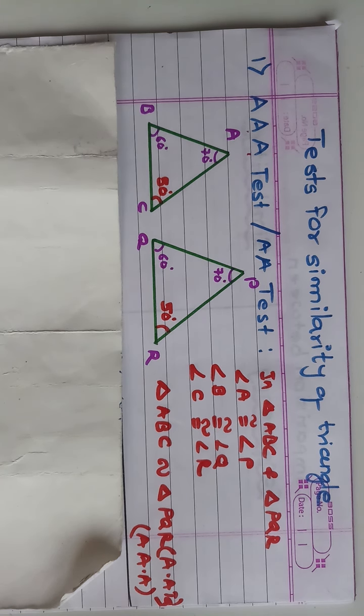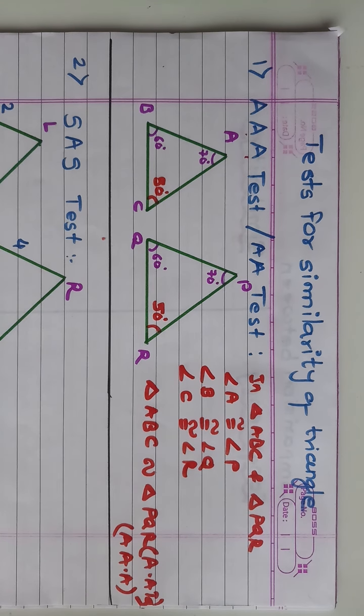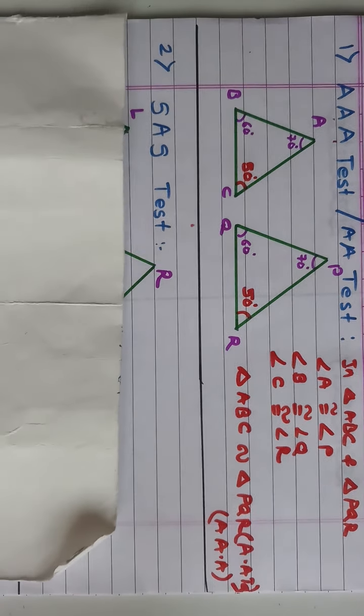Now, every time we talk about any test, first of all, to write the definition, we have to write it for a given one-to-one correspondence between the vertices of the two triangles. It is compulsory. Okay, now let's talk about the SAS test.